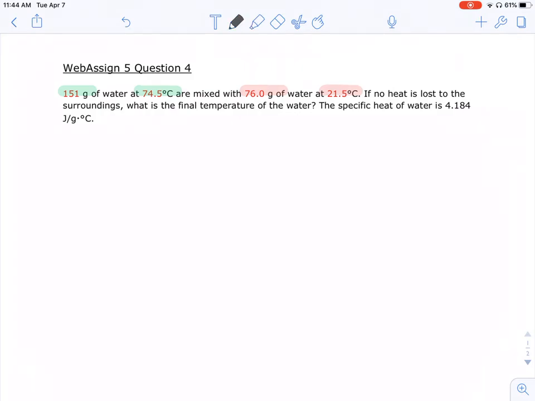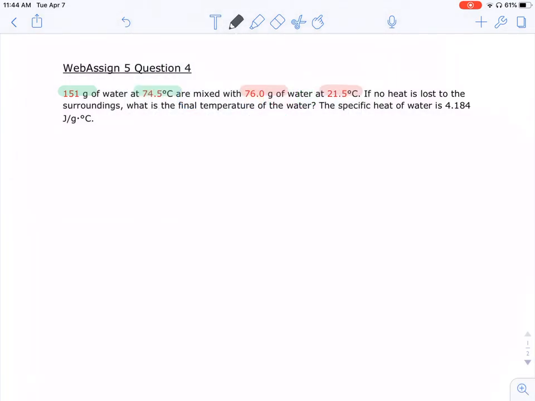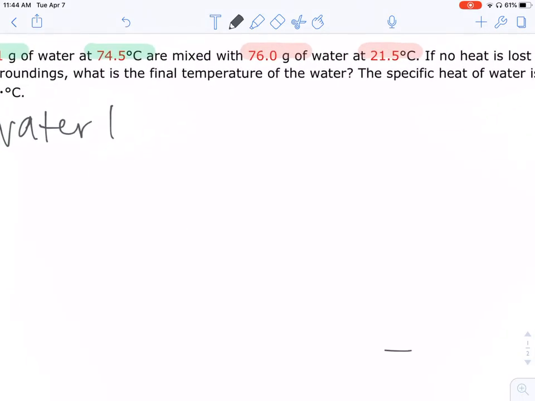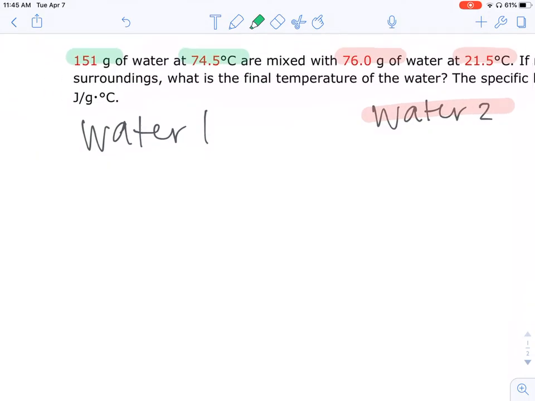To start with, I'm going to identify my variables. So I'm going to do water 1 and water 2. And so water 2 is the pink stuff, and water 1 will be my green, just to keep track of them.